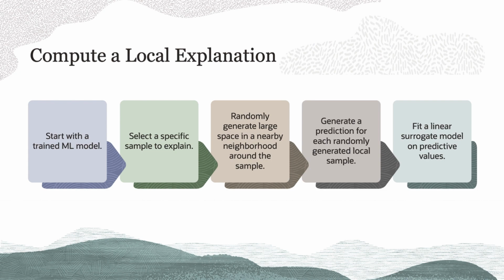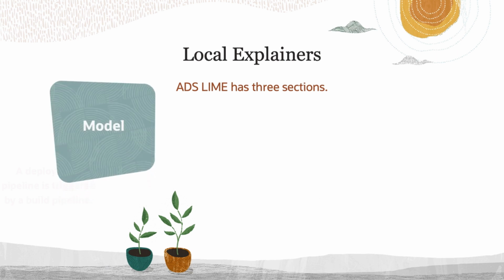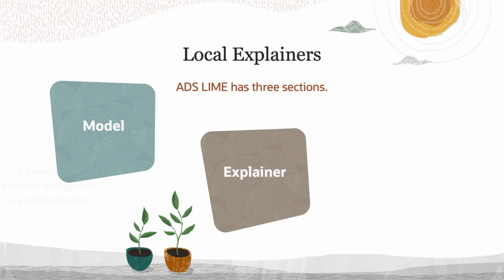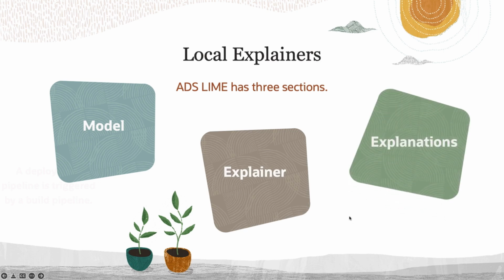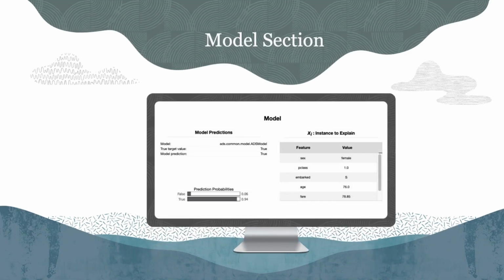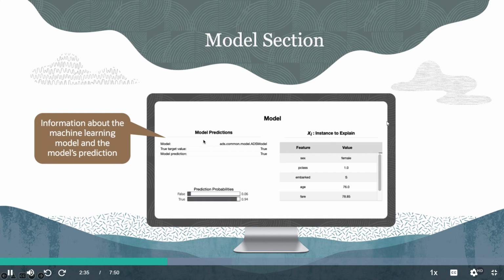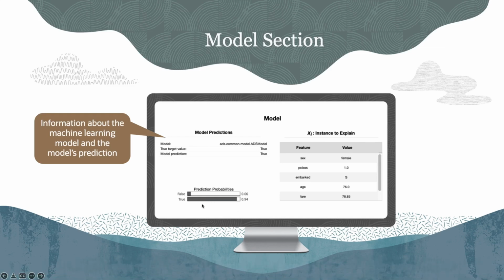ADS LIME has three sections basically. First one is model, the second is explainer, and the third one is explanations. Let's visit all of them one by one. Model section. The left column shows information about the machine learning model and the model's predictions, such as the true label value for the selected sample to explain, the predicted value from the black box model, and the prediction probabilities in case of classification or prediction values in case of regression.